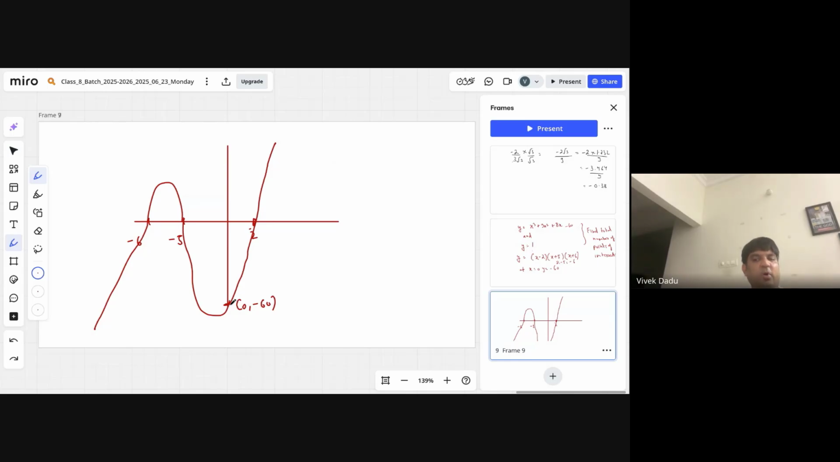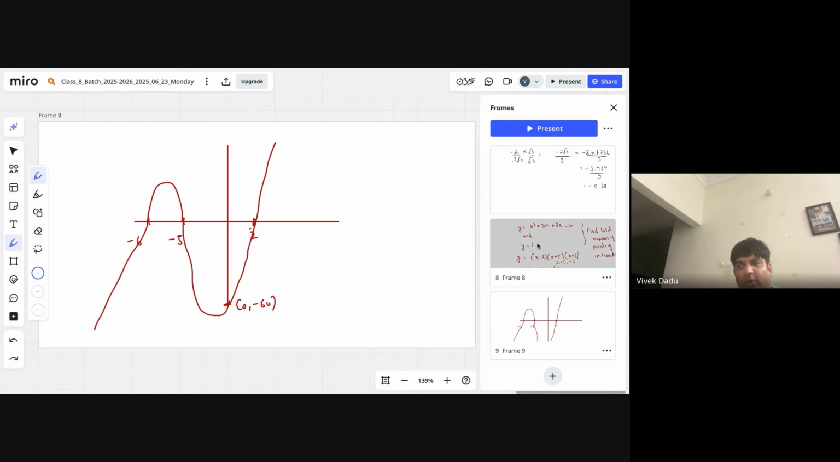Why? Because it's already below the 60 mark, right? So if it was y equal to minus 1, then you already know 1, 2, 3 points of intersection. Yes or no? But because it's y equal to 1, you don't know. It could be like this, it could be like this, it could be like this, because this turning point you don't have any information about, right?